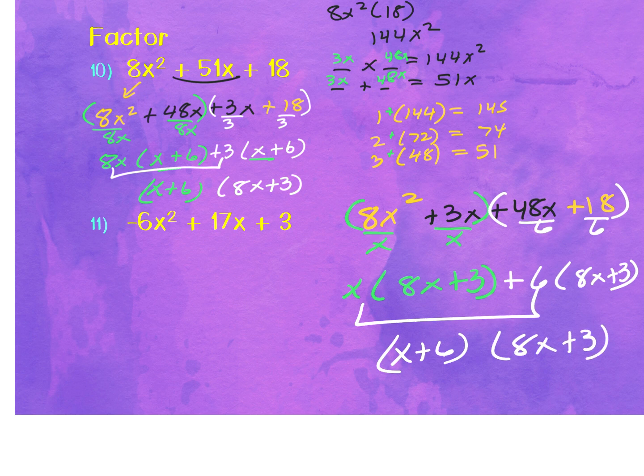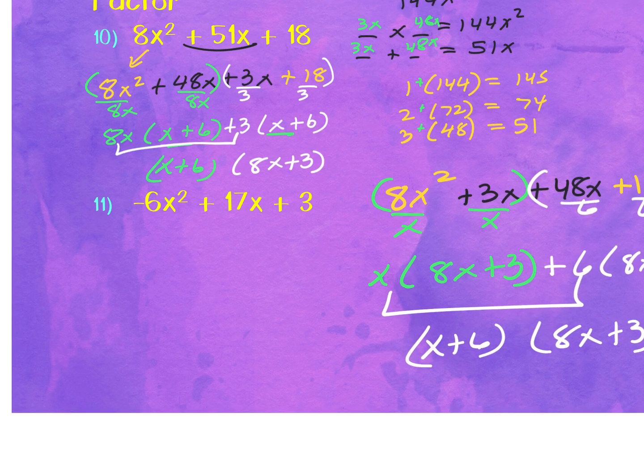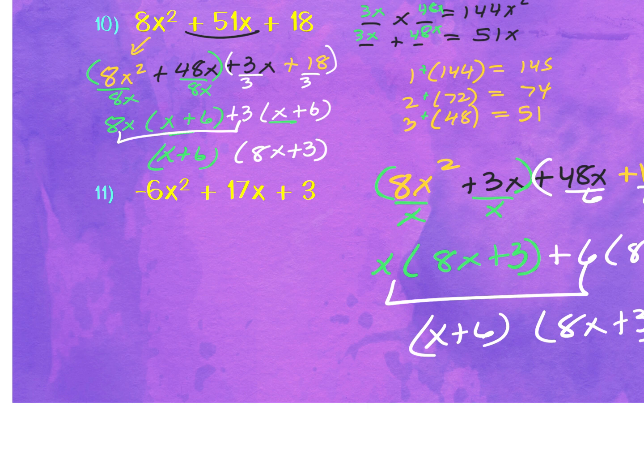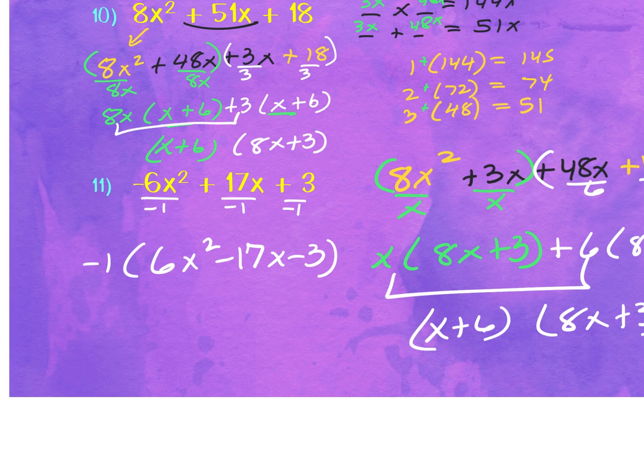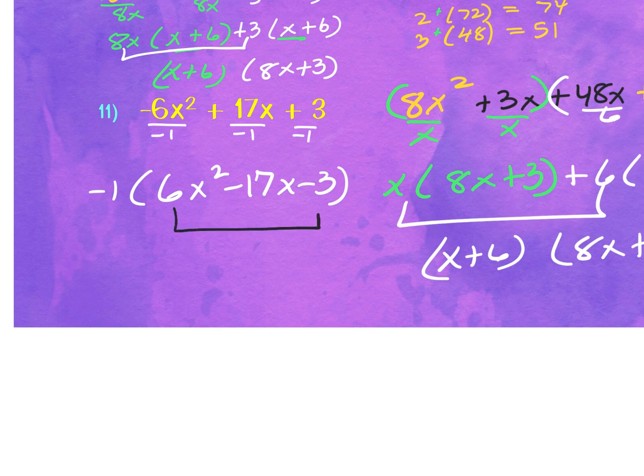All right, the next one, you should always try to keep your x squared term positive. So what I'm going to do before I begin factoring is divide everything by negative 1. I'm going to pull out a GCF of negative 1. Next, I'm going to do the same technique. I'm going to multiply the beginning and the end. So I'm looking for two numbers that are going to multiply to give me negative 18x squared, but who will add to give me negative 17x.